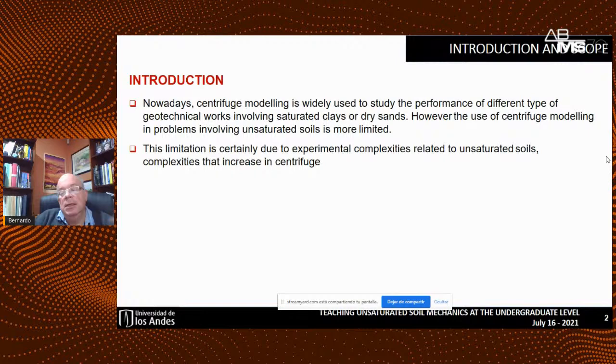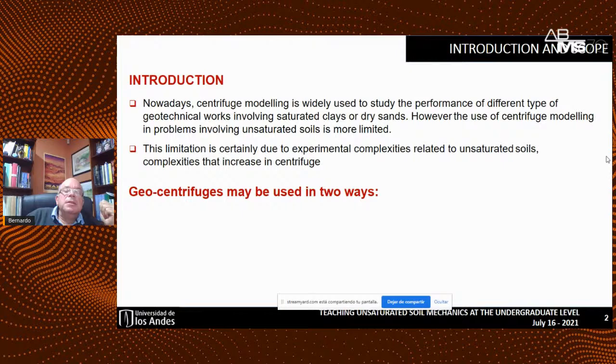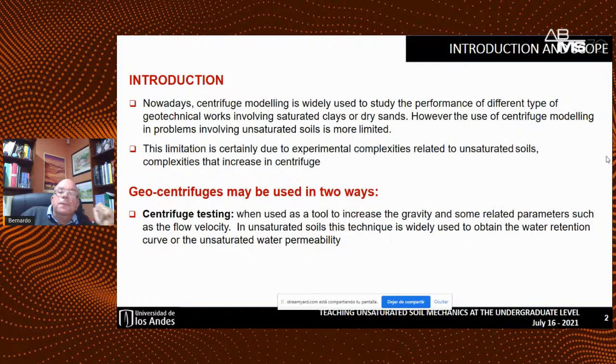But in fact, the geocentrifuge may be used in two different ways. The first way, we can call centrifuge testing. In this case, we use the centrifuge as a tool to increase the gravity and then increase certain parameters, for example, the flow velocity. Nowadays, this technique is used to measure the water retention curve, for example, or the unsaturated water permeability. But it is centrifuge testing.